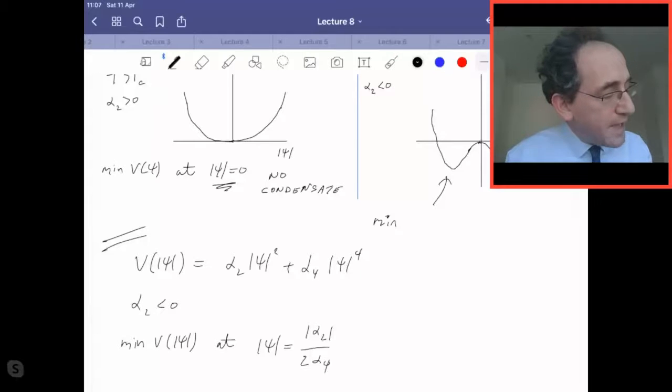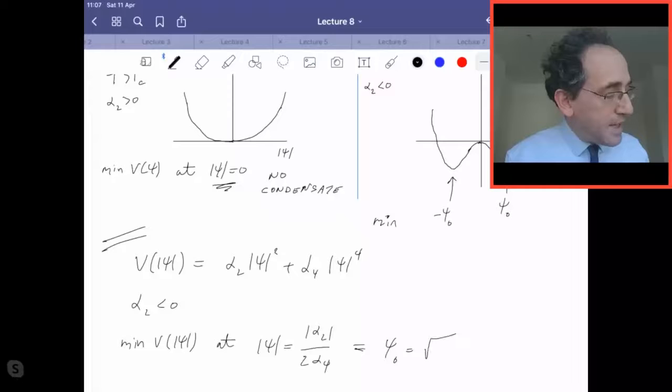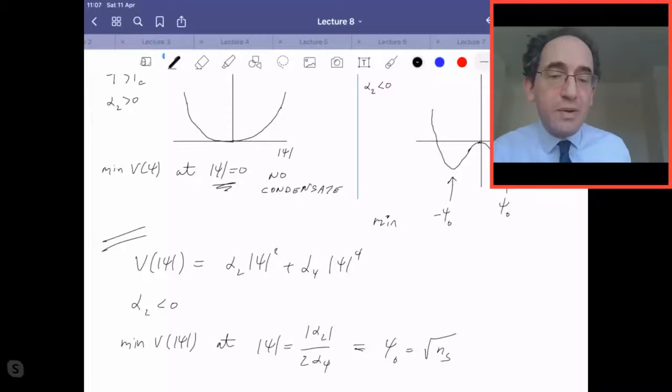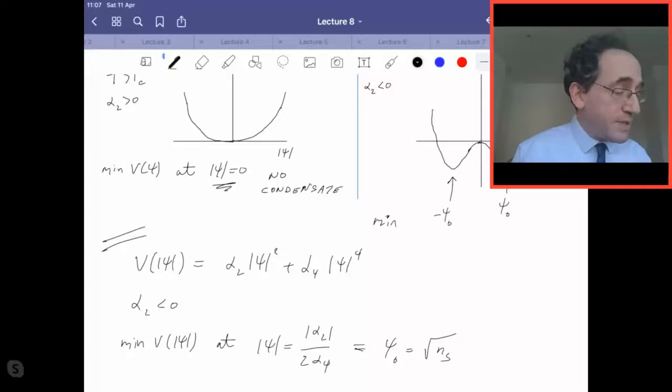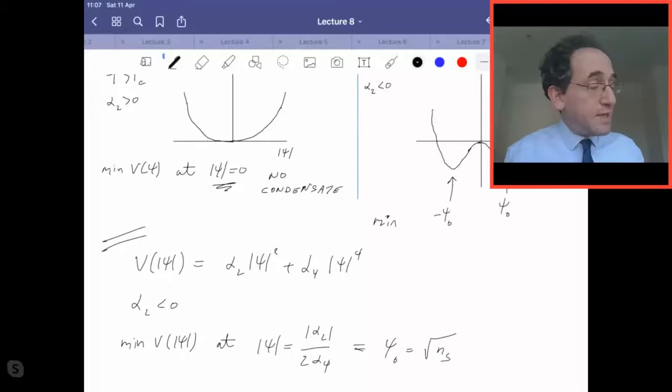And so we're going to define that minimum point, we'll call it psi naught, and we'll declare it to be real. And this point here we'll call minus psi naught. So psi naught is then this quantity, and considering our definition of the order parameter earlier, this is what we're going to define to be the square root of the superfluid density. Okay, so this is standard Ginzburg-Landau theory.